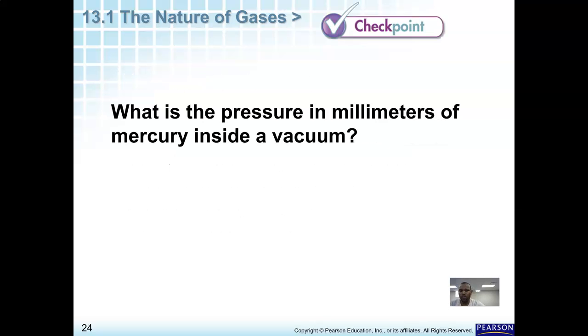The other thing that you all need to do is answer the checkpoints. Let's check if you understand what we did so far. One of the questions by which you can check yourself is, what is the pressure in millimeters of mercury inside a vacuum? I'll give you 1 second. Write down your answer on a paper. Did you say 0 millimeters of mercury, or 0 ATM, or 0 pascal? If you said all those, you are right.